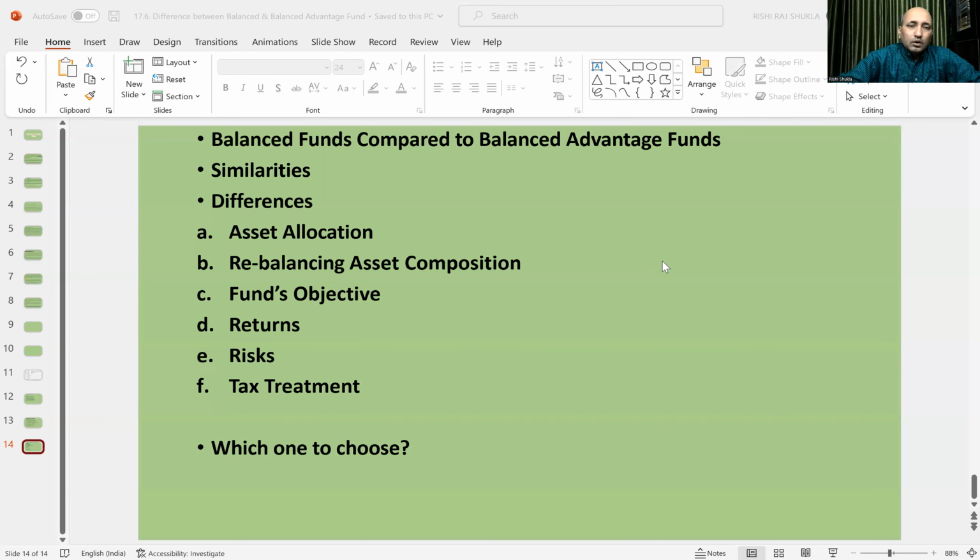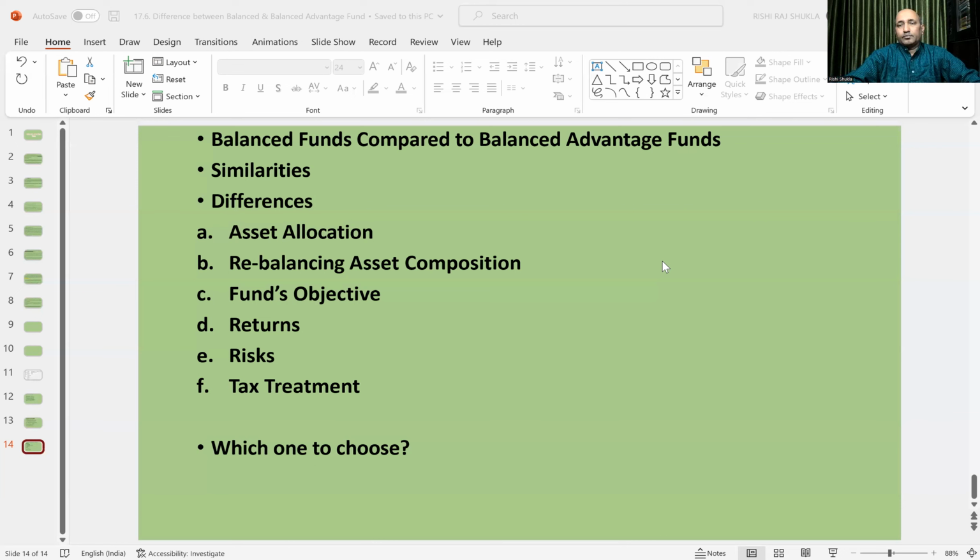Now, accordingly, return will be more in the case of balanced advantage because there is no limit for growth, as they can invest more in equity. Whereas in the case of a balanced fund, this will be limited. This cannot be throughout only in equity. So this will be limited.